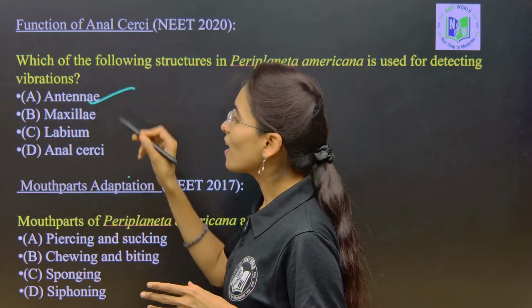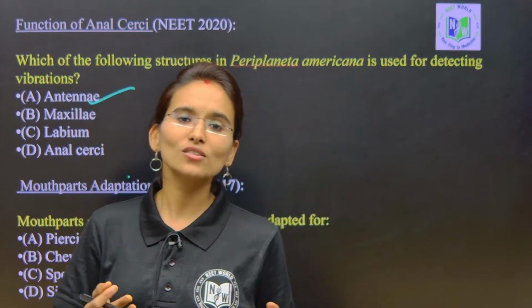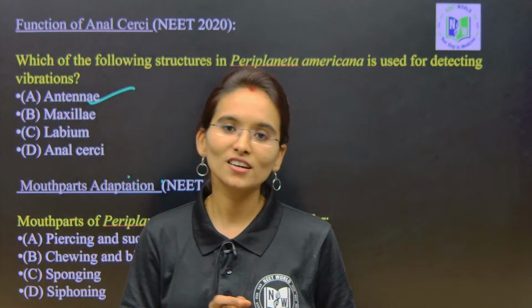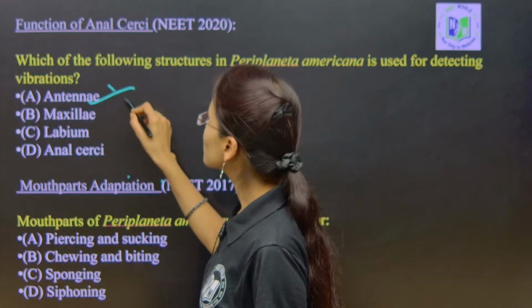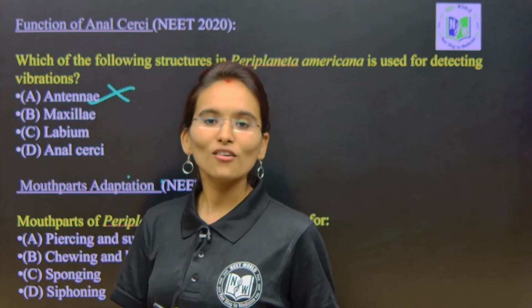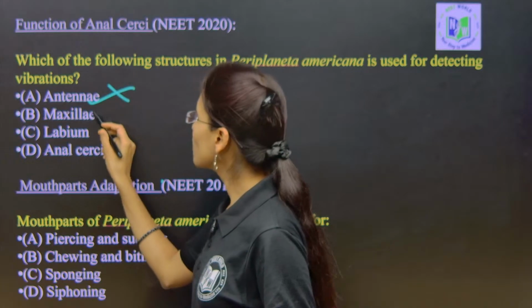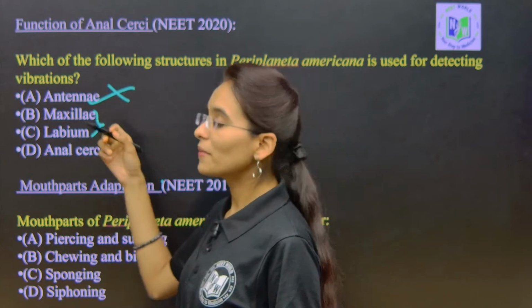So antennae are useful for detecting the source of food and sensing the smell of the food. Okay, so it has no role in the detection of vibration. So this is absolutely wrong. And next one, labium and maxillae.